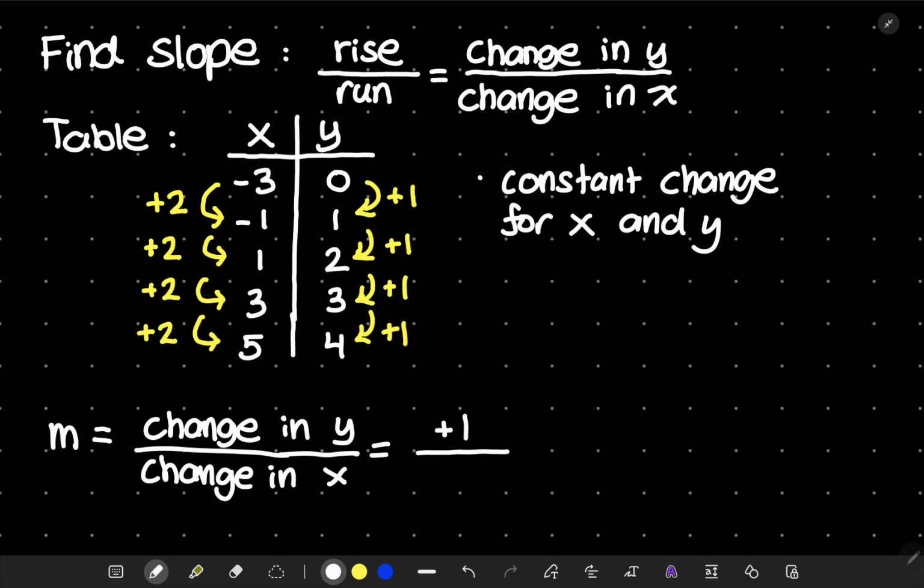We're going to put +1. I didn't add them all up. I just looked at the number that it's constantly changing by. Let's notice now the change in x. Notice that's going to go on the bottom. I notice that it's constantly changing by +2 each time. So I'm going to put +2. And that's my final answer. It's 1/2. So because we have a constant change for x and y, we are able to find the slope.